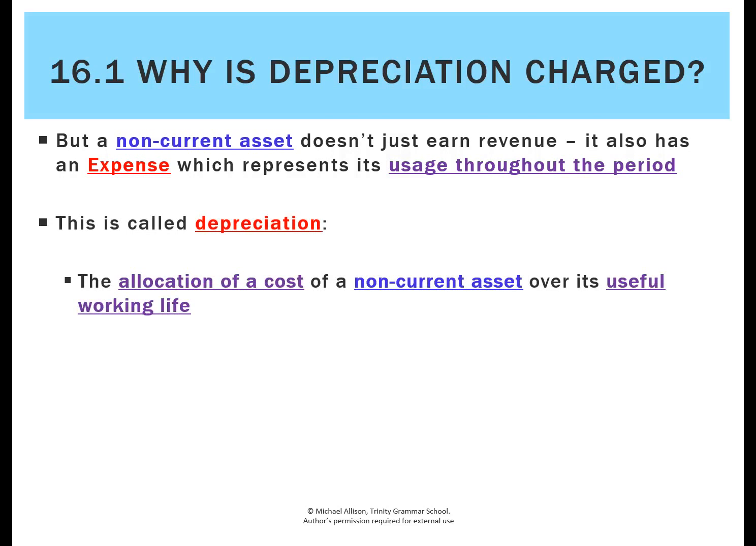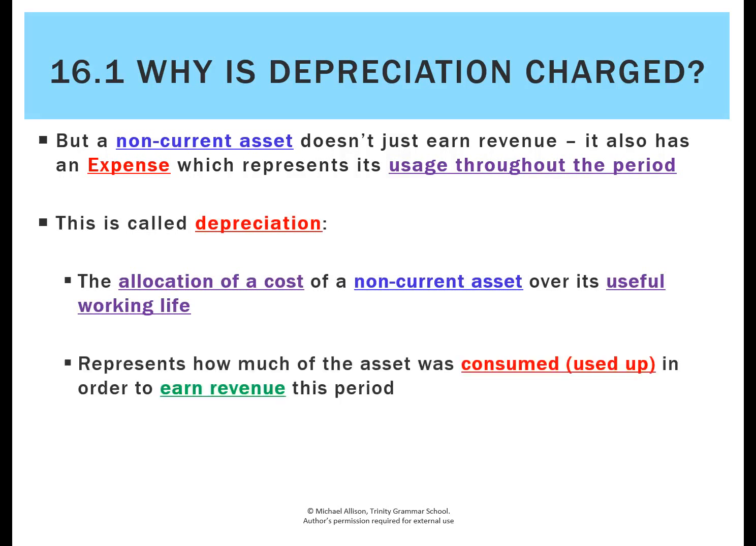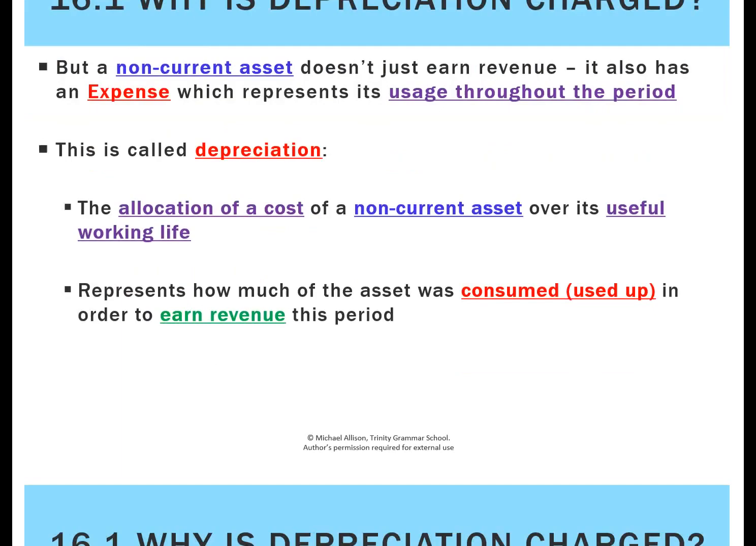So what we needed to do is allocate the usage of the asset throughout its useful life, and we called that depreciation, which was the allocation of the cost of a non-current asset over its useful working life. And it basically just represents how much of the non-current asset was used up or consumed this period in order to earn revenue from it.